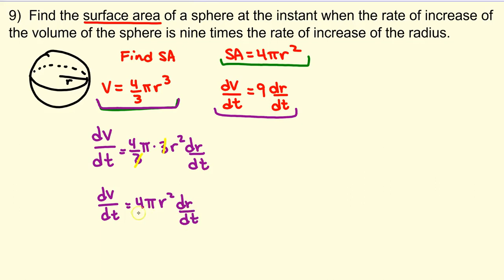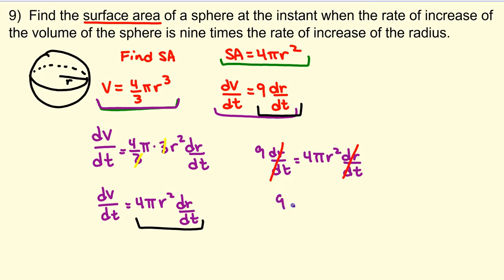Notice we have dV/dt equals one thing and dV/dt equals another thing. Let's set those equal to each other. So 9 dr/dt equals 4 pi r squared dr/dt. We can divide both sides by dr/dt, and this gives us an equation we can solve for r. 9 equals 4 pi r squared. Divide both sides by 4 pi. 9 over 4 pi equals r squared.